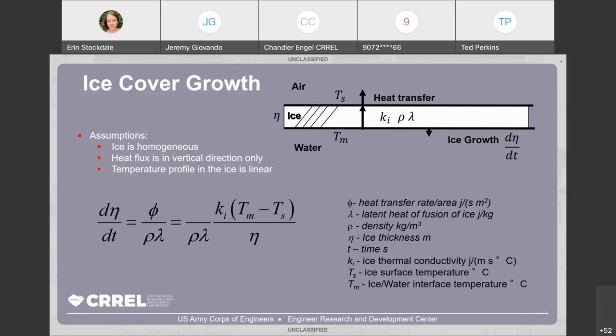So we'll expand that term phi. You'll notice that the constant terms rho times lambda are left over by themselves in the denominator there, and the rest of the terms are what are equal to phi. So on top is k sub i, the thermal conductivity of the ice, multiplied by the difference between T sub m, the temperature at the ice-water interface, and T sub s, the temperature of the ice surface, or usually the air. This product is divided by the ice thickness, there's eta again. So you can see most of these terms can vary throughout the year. We've got some constants in the denominator and then some terms that are likely to vary through the year.